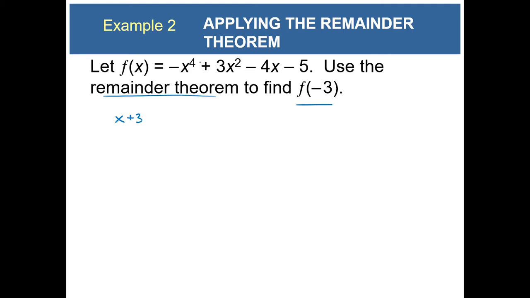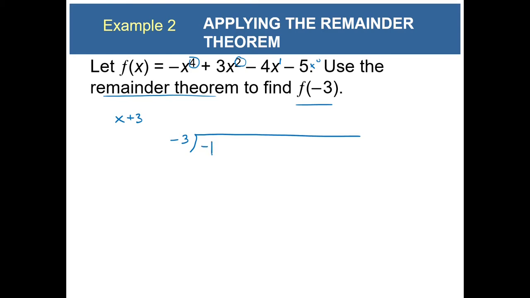Now I'm looking at the powers. This is a power of 4. I'm missing a power of 3. 2, 1, 0. So we are only missing a power of 3, so we need a placeholder. Using synthetic division, we're going to put a negative 3 in the front. And remember, we always use the opposite of what we're dividing by. In this case, we're dividing by x plus 3, so we're going to use negative 3 as our divisor. And then we'll put our coefficients.